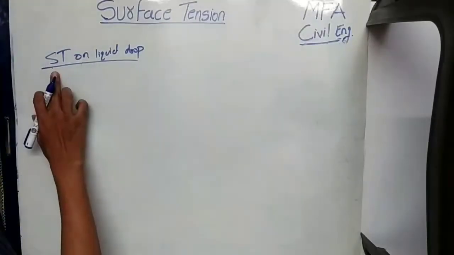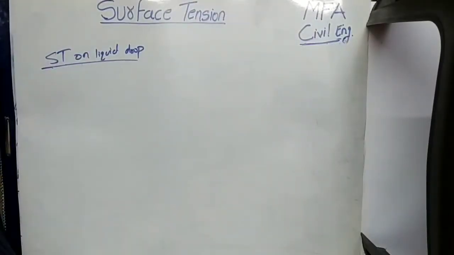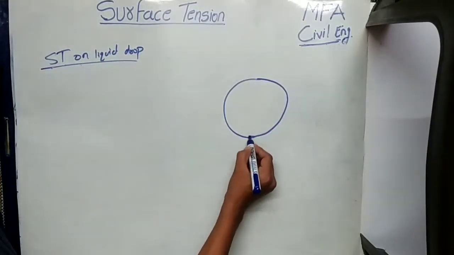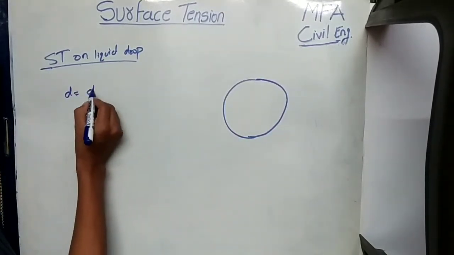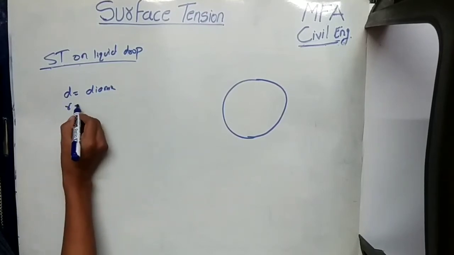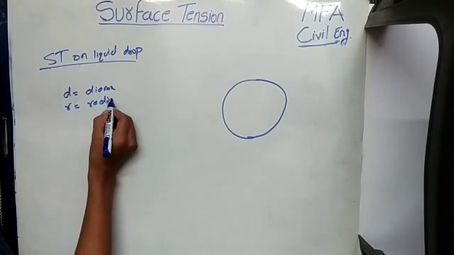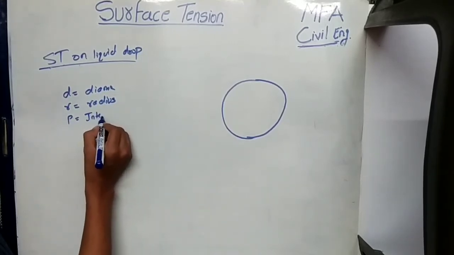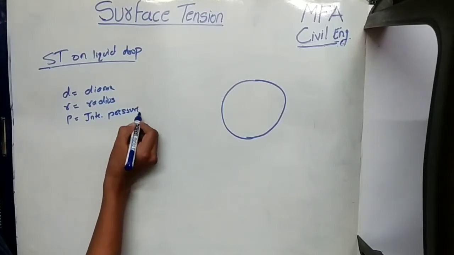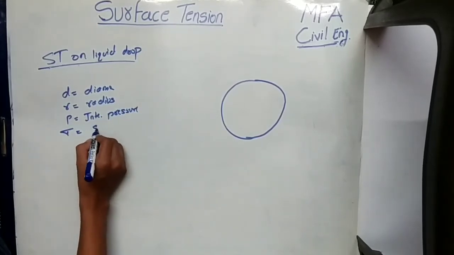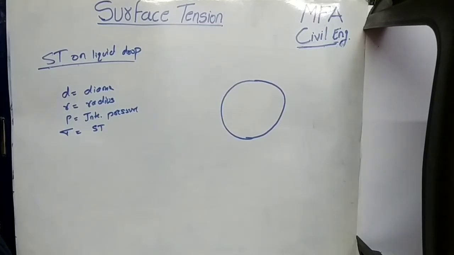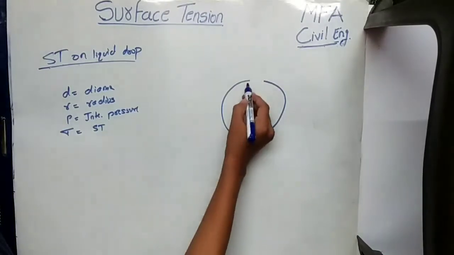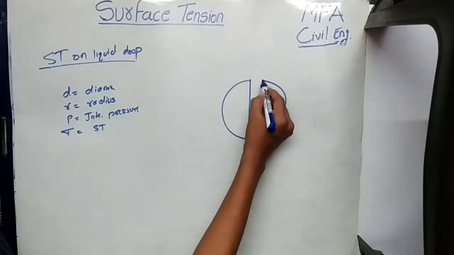Now let's see the expression for the surface tension of a liquid drop. Consider a spherical liquid drop, or a drop of water. D is the diameter, R is the radius of the drop, P is the internal pressure of the drop, and sigma is the surface tension of the drop. Now cut the drop into two equal parts for proper understanding.